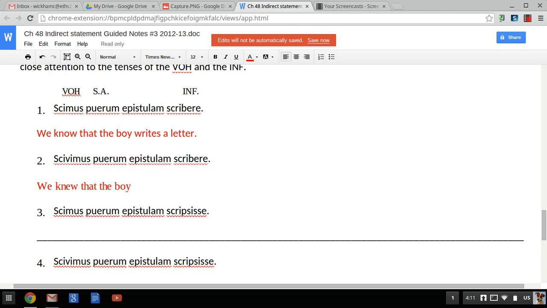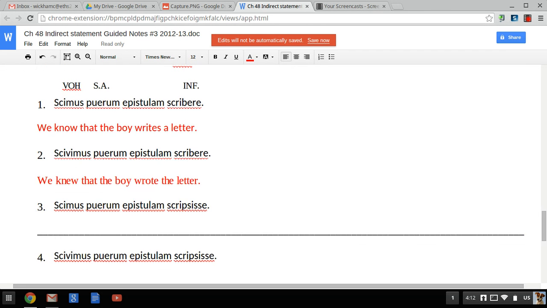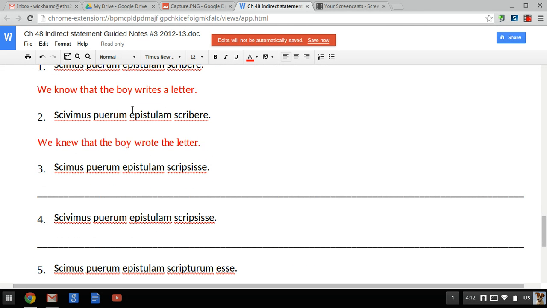Now we have another present tense infinitive. And what did we say about present tense infinitives? Oh yeah, they happen at the same time as the verb of the head. So the verb of the head is knew, which is perfect tense. So we have to make this perfect tense too, or past tense. We knew that the boy wrote the letter. And this could be "the" or "a", it doesn't really matter.